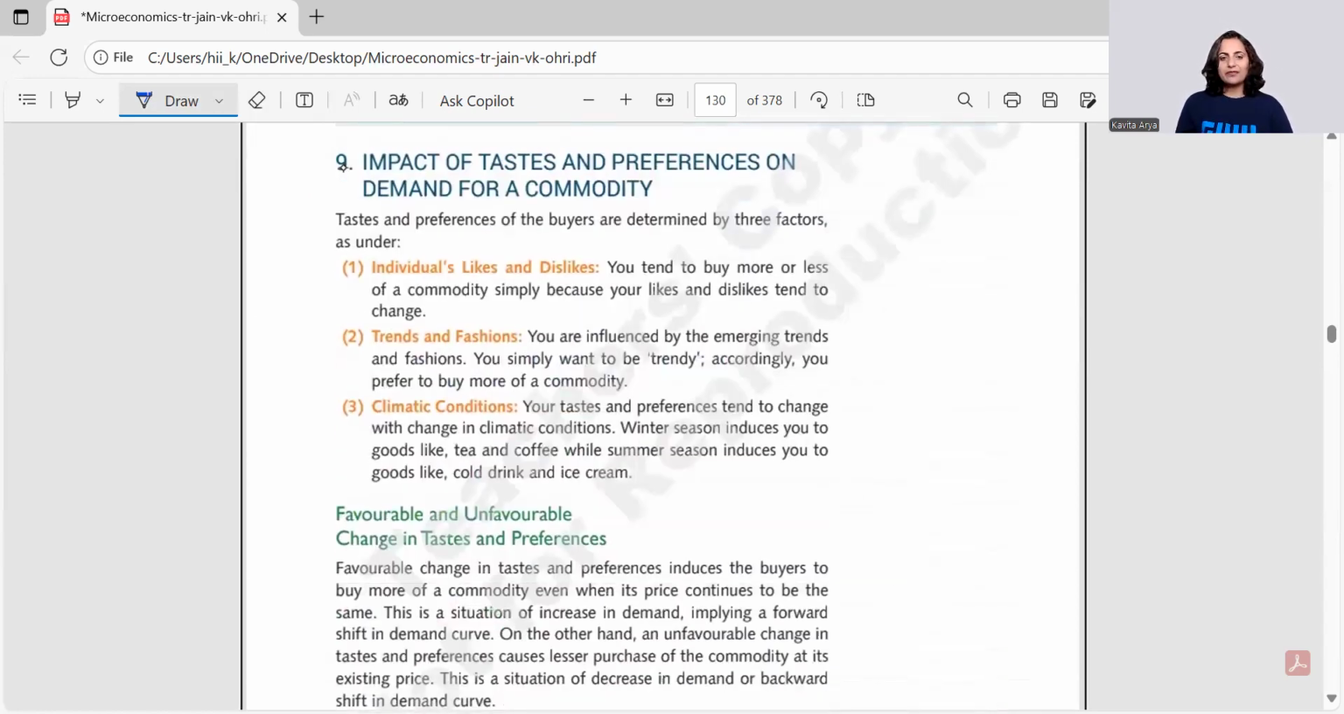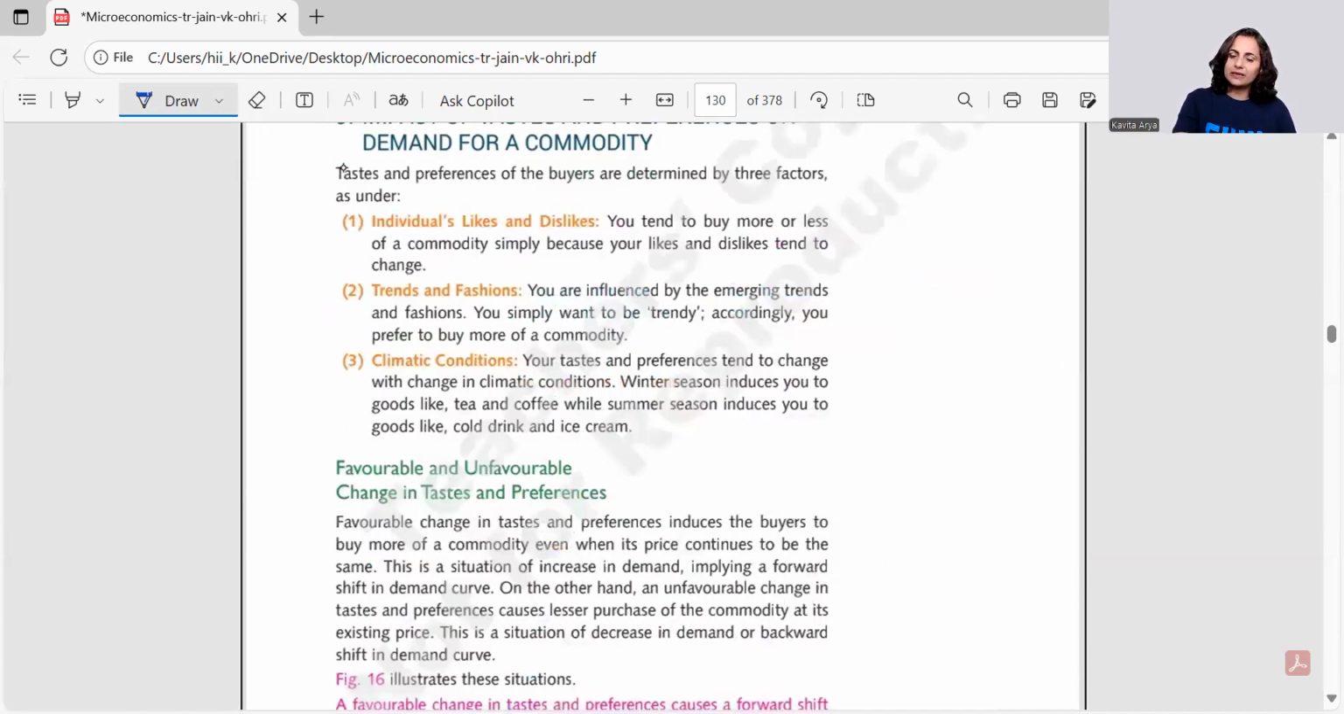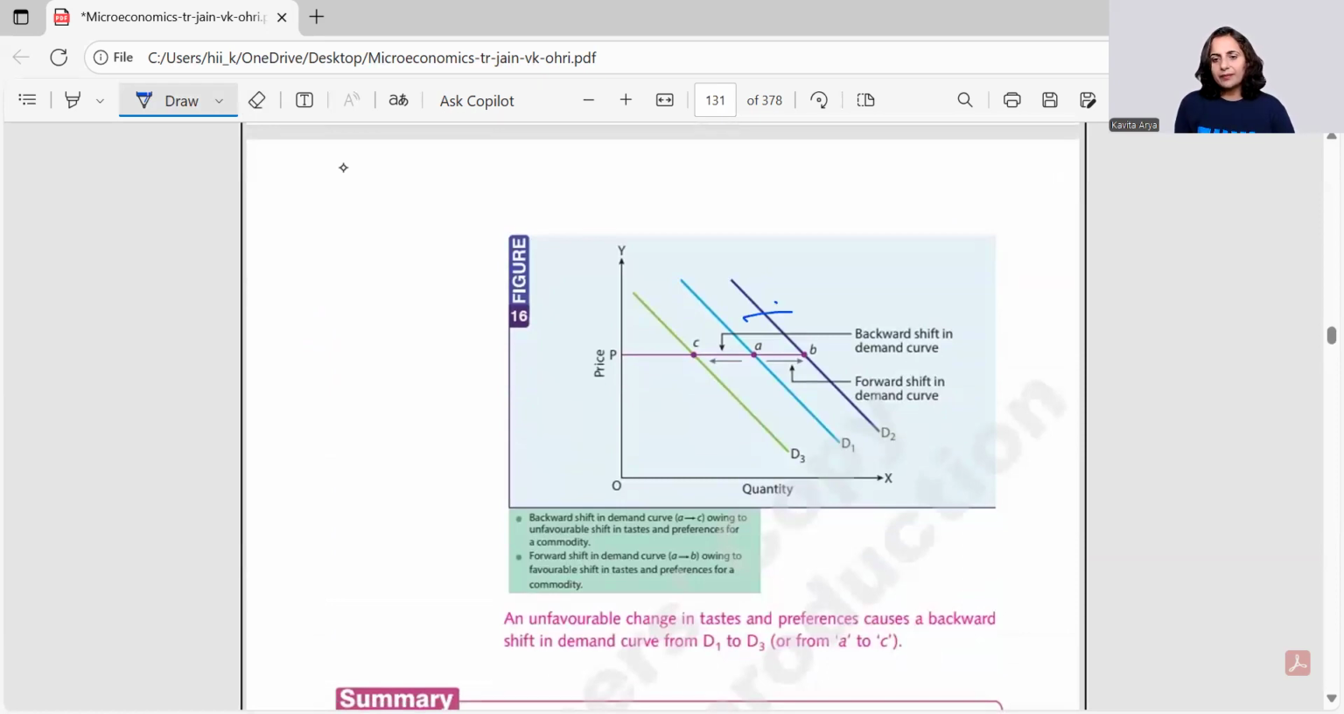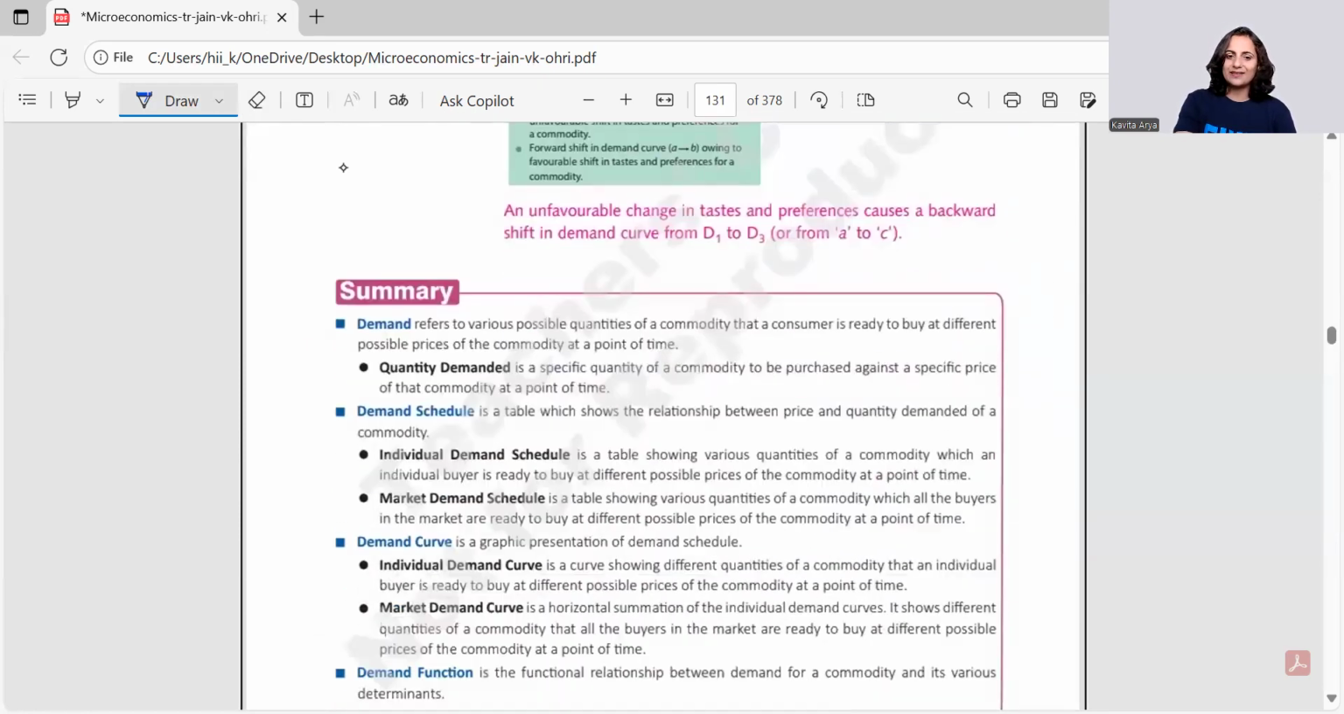Impact of taste and preferences, very simple. In the expected direction, we have rightward shift when the tastes are in favor, and we have leftward shift when the tastes are against the trend, right?